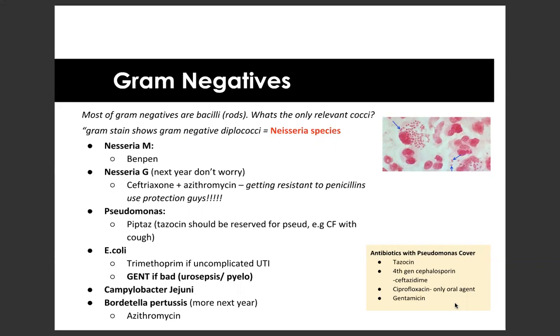For E. coli, treatment of choice is trimethoprim. That's typically implicated in UTI, but you can also use gentamicin if it's urosepsis or there's pyelonephritis.